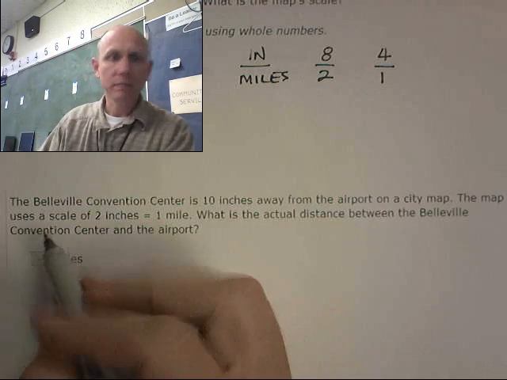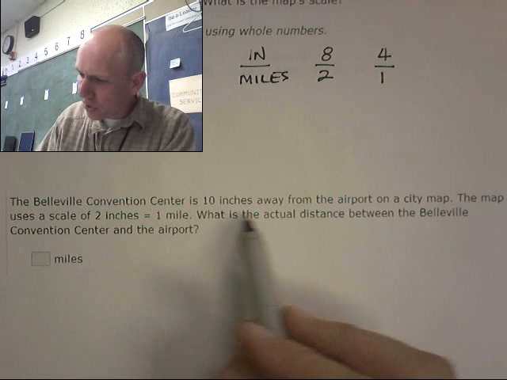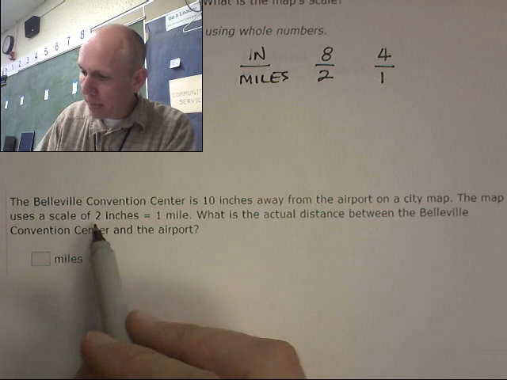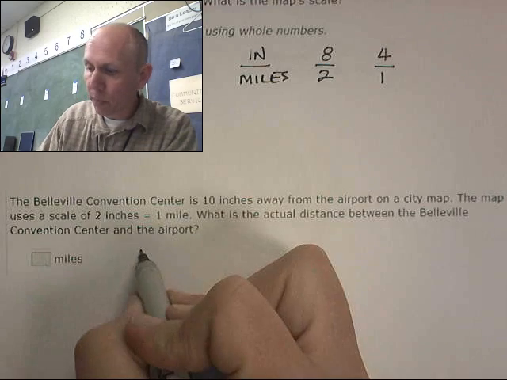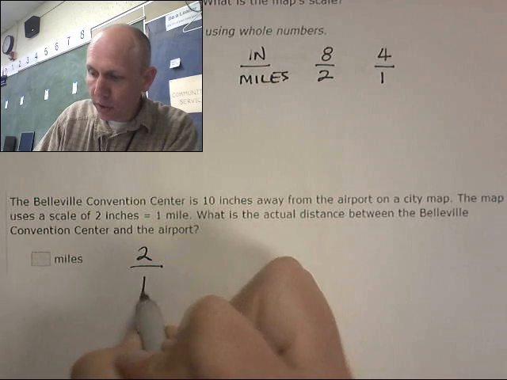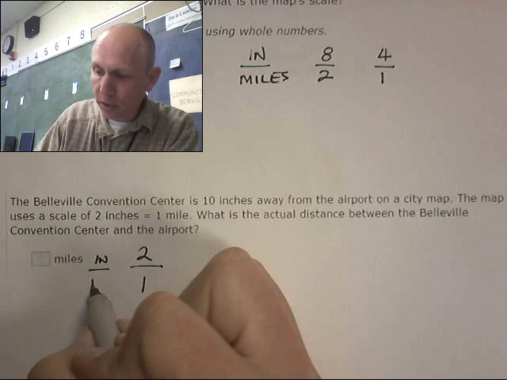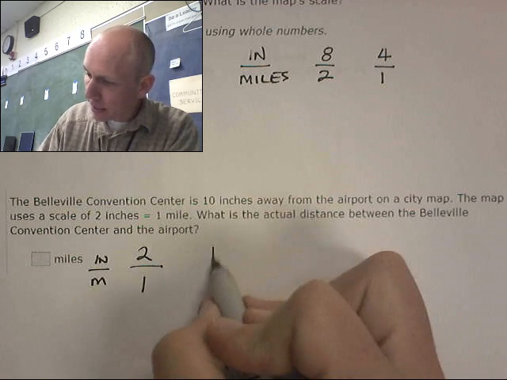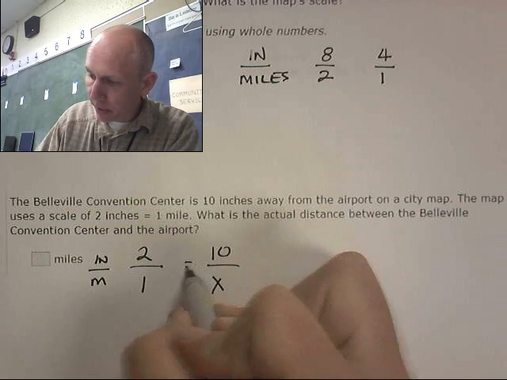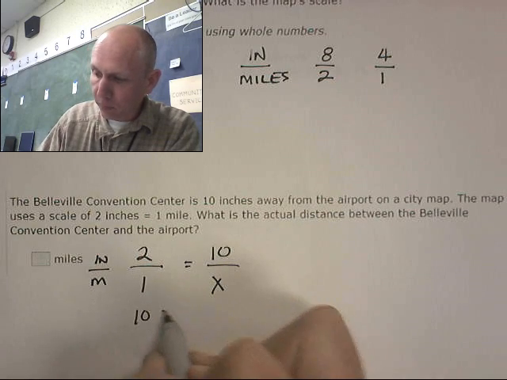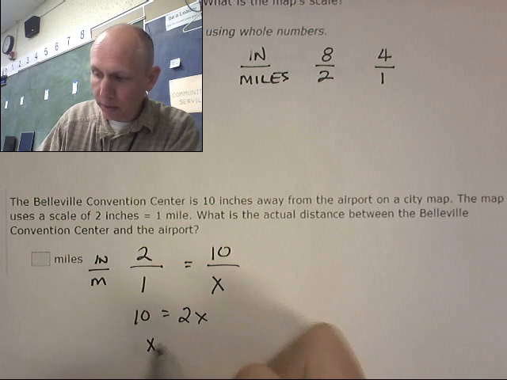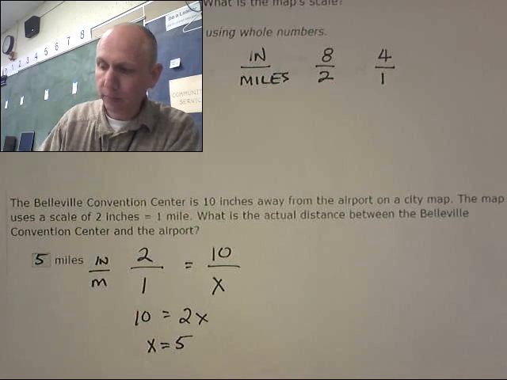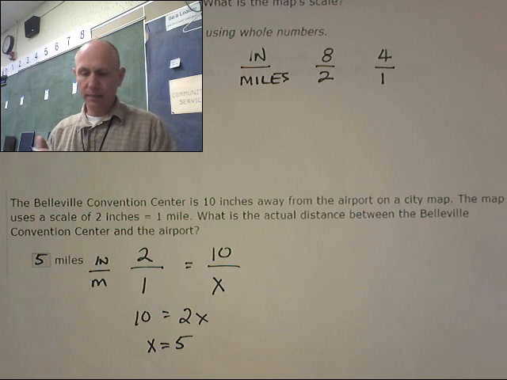Okay. The Bellevue Convention Center is 10 inches away from the airport on a city map. The map uses a scale of 2 inches to 1 mile. So 2 inches to 1 mile, right? Inches to miles is the same thing as 10 inches to x miles. 10 equals 2x. X equals 5. Okay, that's it.